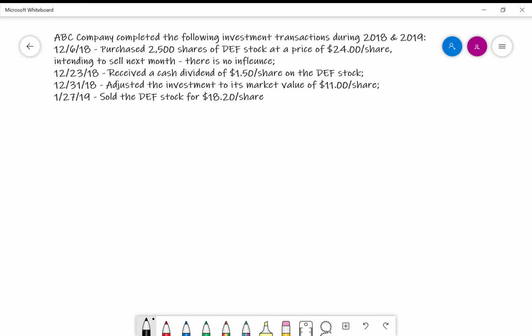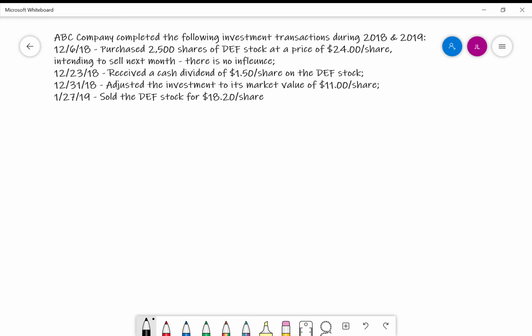So the first thing we're going to do here is journalize these transactions. So we're thinking about this. First of all, there's no influence, so we don't even have 20% ownership in this company, and we are intending to sell next month. So this is just basically an equity investment. Remember, with equity investments, we only really have to worry about certain things if we have over 20% ownership in the company or hold over 20% of voting stock.